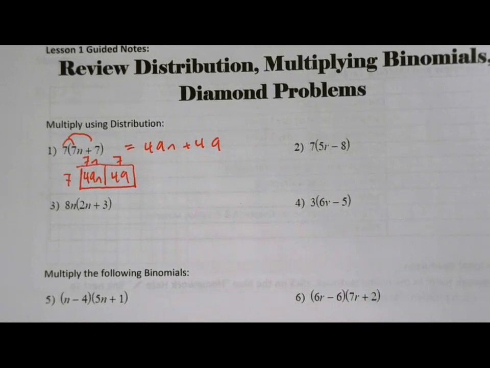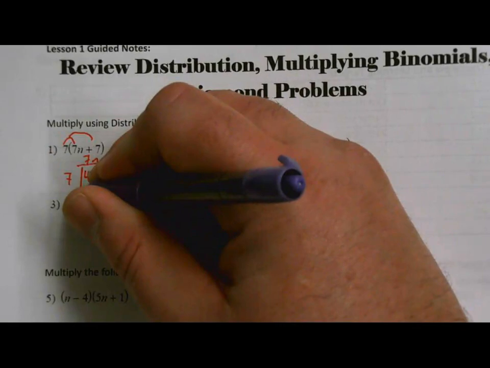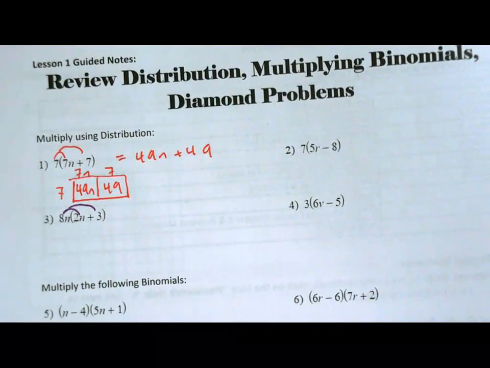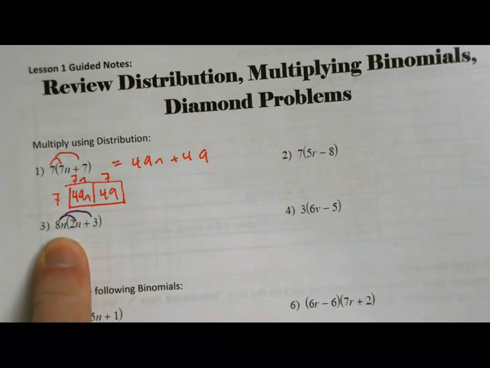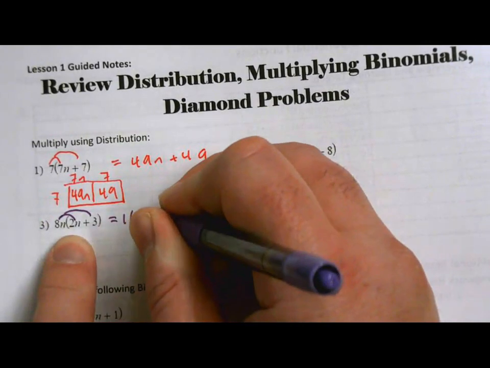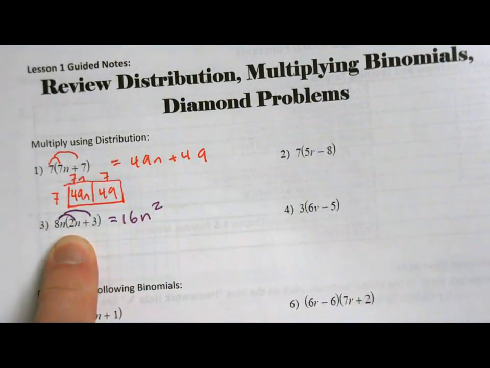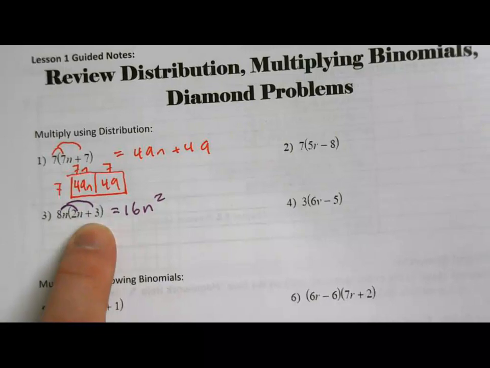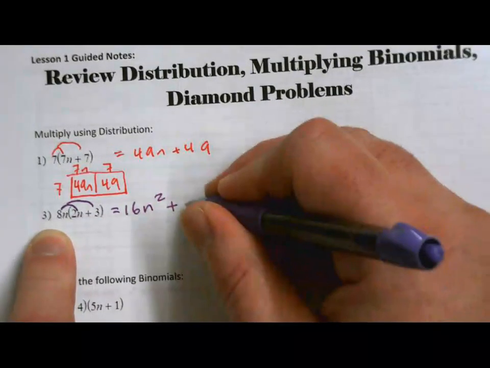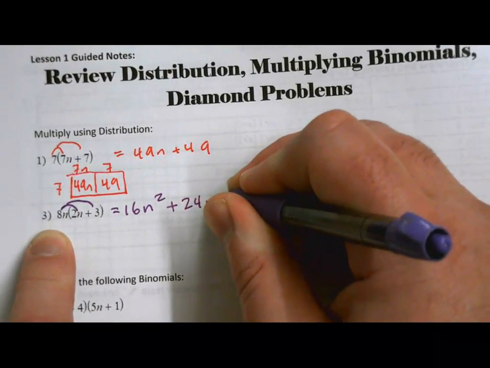So I'll do one more with you. Let's do number 3. And I'll ask you guys to do the other 2 on your own. Number 3, I'm going to go ahead and instead of doing the box on this, I'm just going to multiply using the arcs. So I'm thinking first 8n times 2n. 8 times 2 is 16, and n times n is n squared. And then we've got a plus, and then 8n times 3. 8 times 3 is 24, and then n.